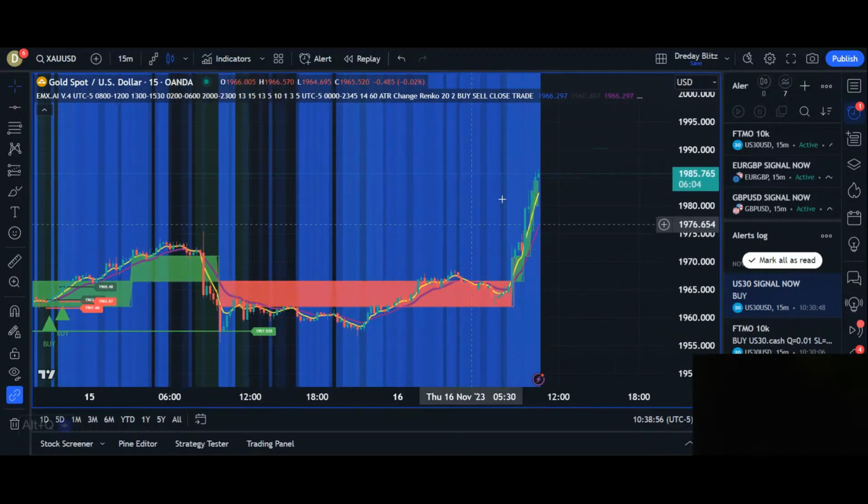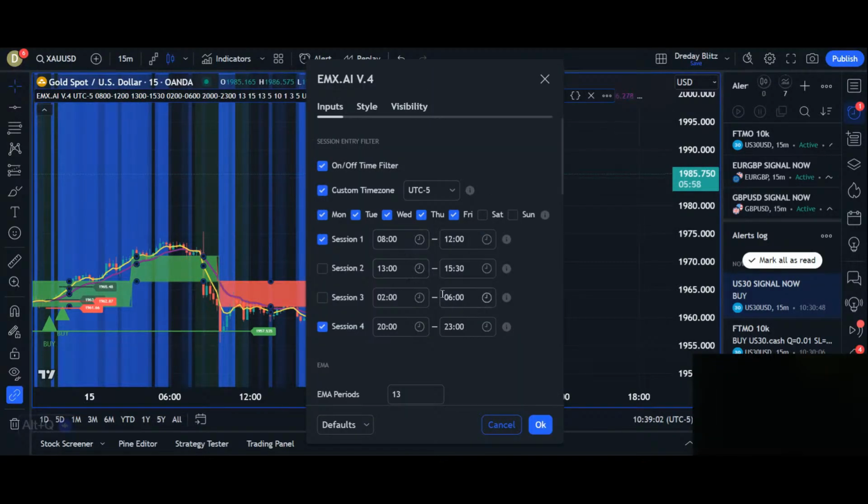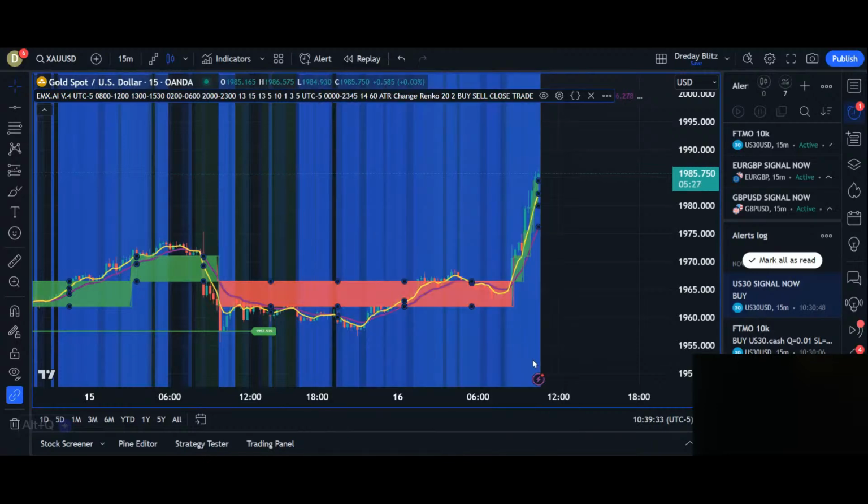Okay, so for gold, the settings here, for anyone that is using EMX AI, make sure that you open New York and London. Asian, it's not the right time to trade it on. So New York and London, close Asian. This is the time that you would use: London open, then New York session open, and in the afternoon.